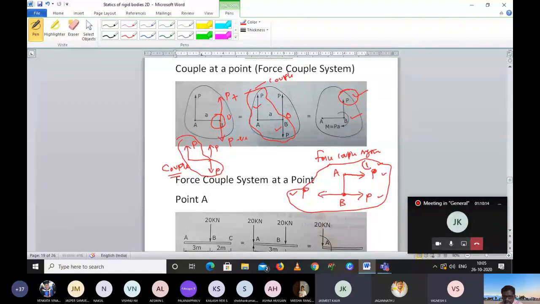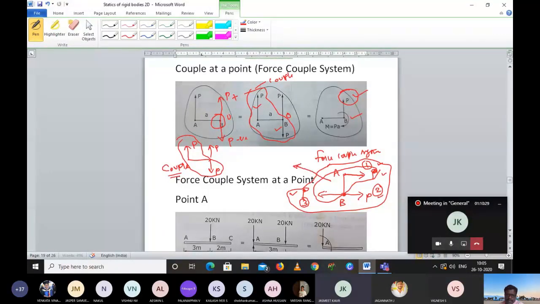P at A, 1 and P at negative A, and P at 2, B, and 3. So the upward 1 and P 3, at A 1 and downward 3. 1 and 3 will make a couple.